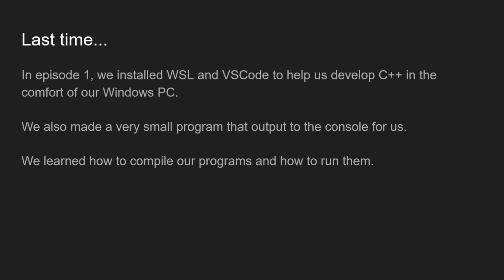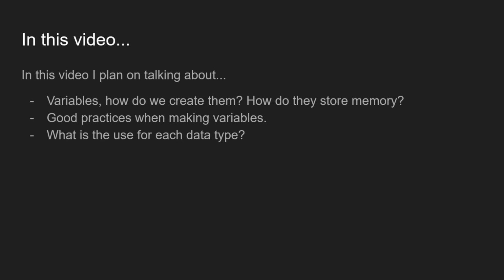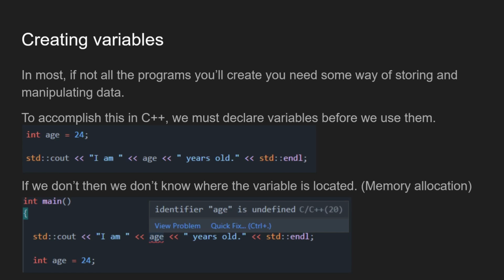So in this video I plan on showing you how to do variable creation: how do we create them, how do they store memory, what are good practices when we create variables, and what is the use for each data type. When we create a variable, we have two things that we say: a declaration and initialization. So I can declare a variable or initialize it.